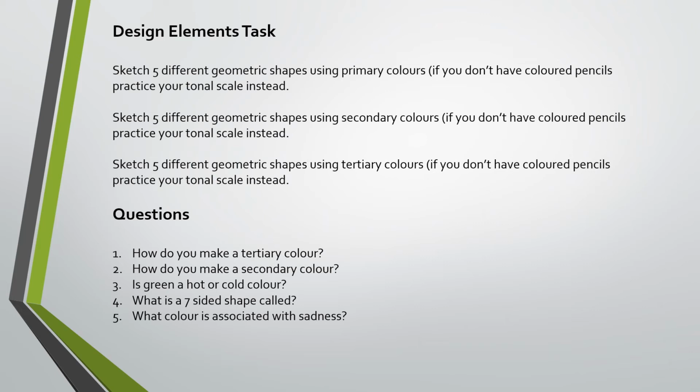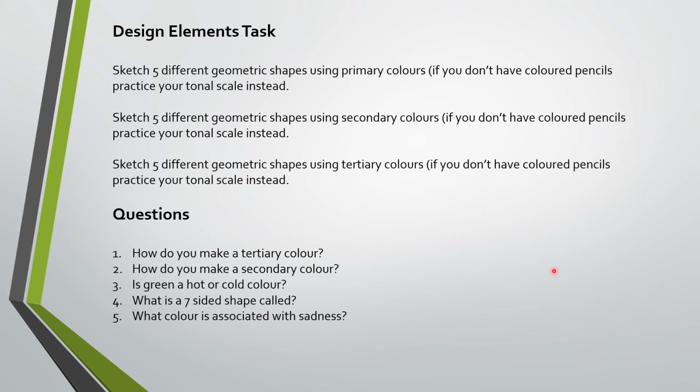Then I would like you to fill them in with only primary colours. Now, like I said, if you don't have any colour pencils at your disposal, don't worry. What you can do is practice using your tonal scale. So I've asked you to sketch 5 different geometric shapes. So I would like to see a light tone, a tone after that, a middle tone, a tone after that, and then a dark tone. So if we remember our 1, 2, 3, 4 and 5 different tones for our 5 different geometric shapes. If you have colours, perfect, you can go in and colour them in our primary colours.